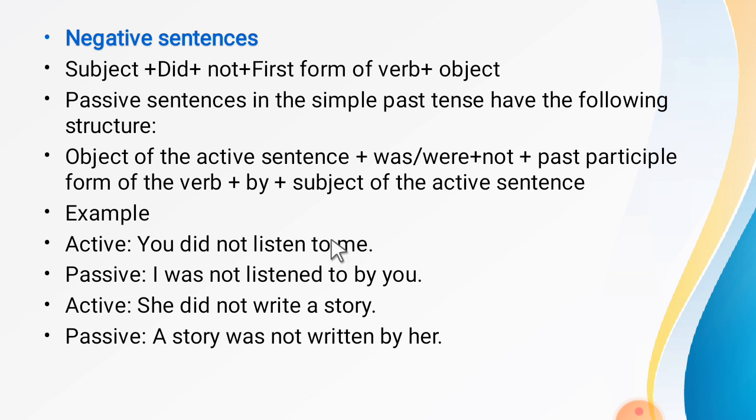You did not listen to me. Passive form: me is changed into subject, so in the subjective case it is written as I, and then we have was as a helping verb. I was not listened to by you. Listened is just changed into the third form of the verb, to by you. She did not write a story. A story was not written by her.